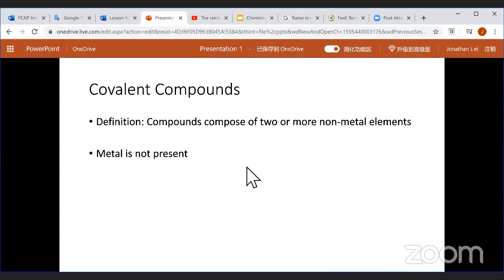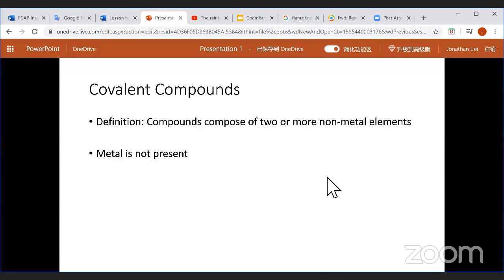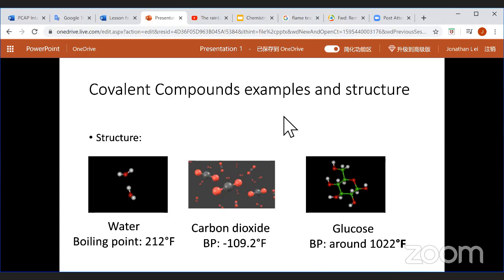Okay, so this is the general understanding of ionic compounds. Let's move on to covalent compounds. Covalent compounds are composed of two or more non-metal elements, and metal is not present in covalent compounds. Let's see some examples of covalent compounds. Here's water, carbon dioxide, and glucose.